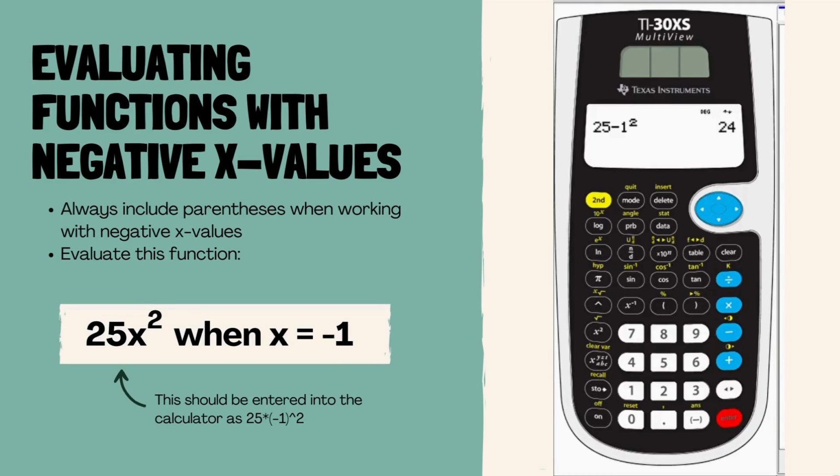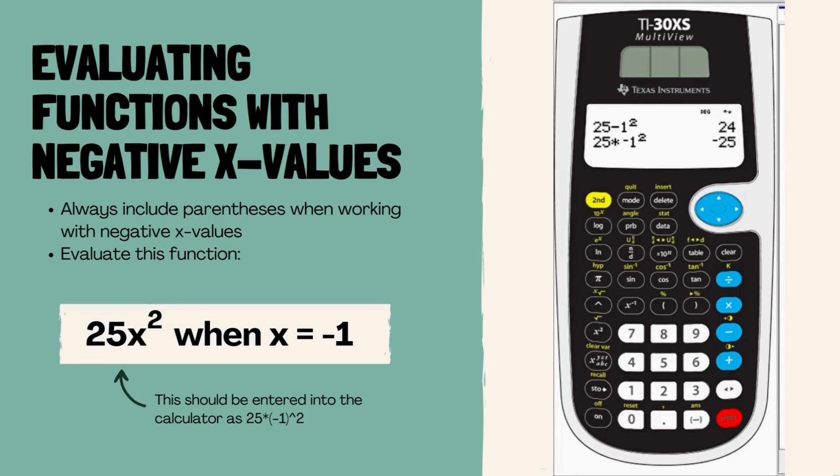So if I instead try to type 25 times -1 squared, actually using a negative sign this time, I end up getting -25. And this is because the calculator added the negative to the entire value instead of the one alone. This happens because I did not use parentheses.